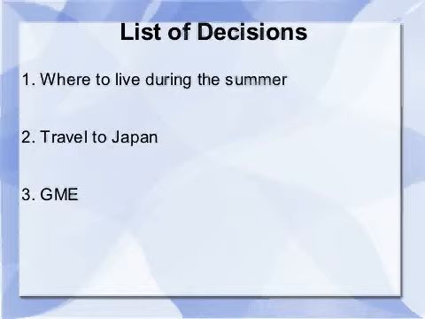Number 1 being where she would have to live during the summer of 2009. Number 2 being whether or not she would travel to Japan. And number 3, whether or not she would have to take the GMATs in applying to graduate school.